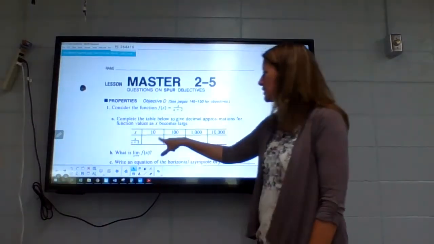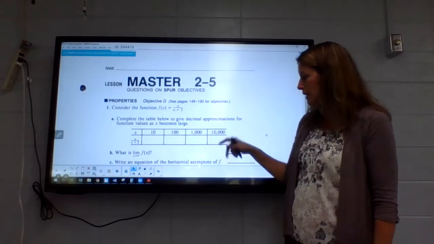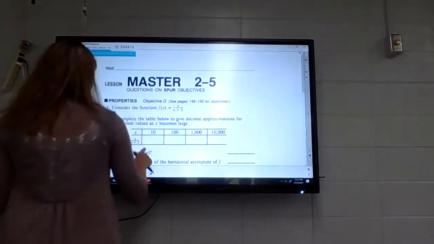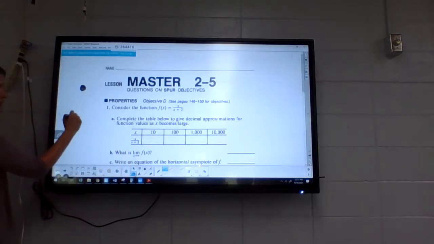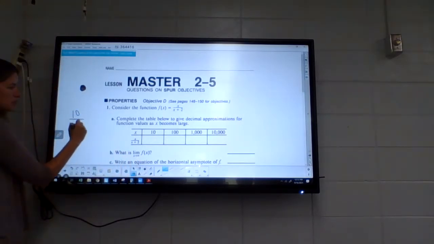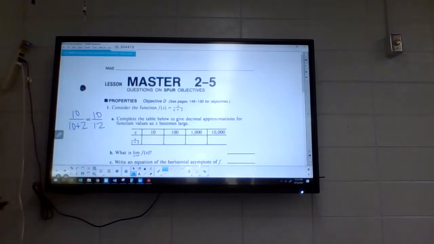So this is just a matter of substituting those values in and then giving that decimal approximation. You're putting whatever this is into that equation. For instance, it would be 10 over 10 plus 2 is the first one, so 10 over 12. And you're going to keep doing that.